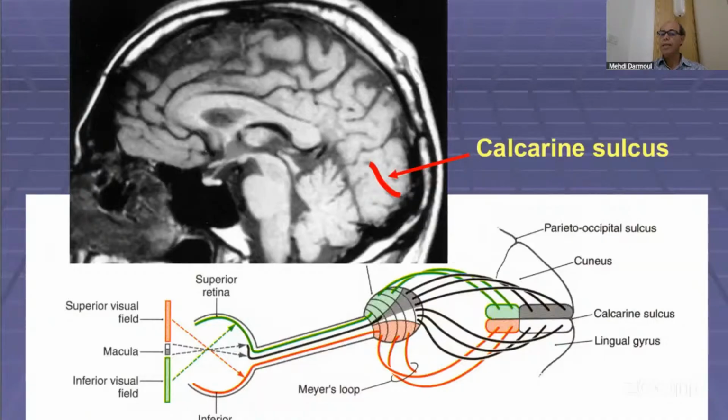Here, the Meyer's loop is the anterior portion of the optic radiation that sweeps forward in the temporal lobe, arching around the lateral horn of the ventricle. Because it carries superior visual field information, temporal lobe lesion can result in a contralateral superior quadrantanopia.